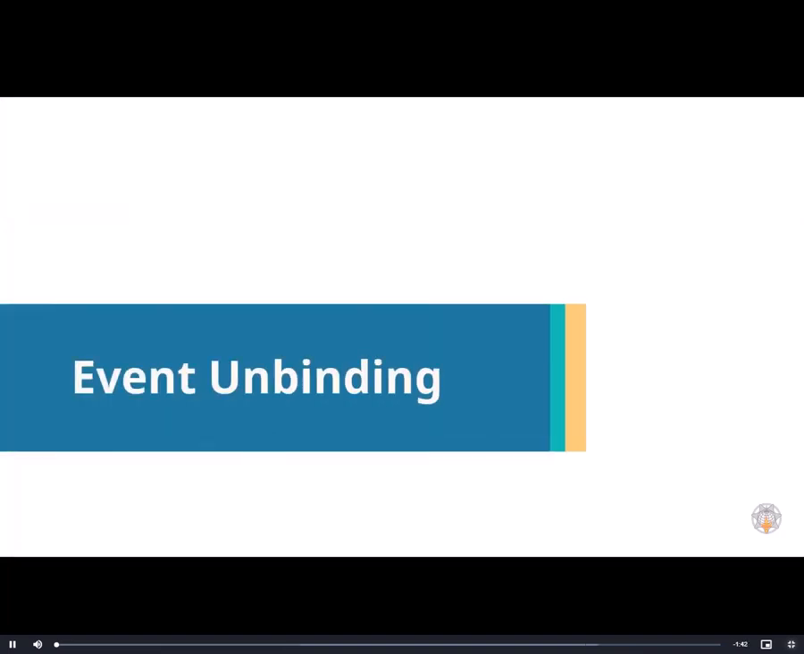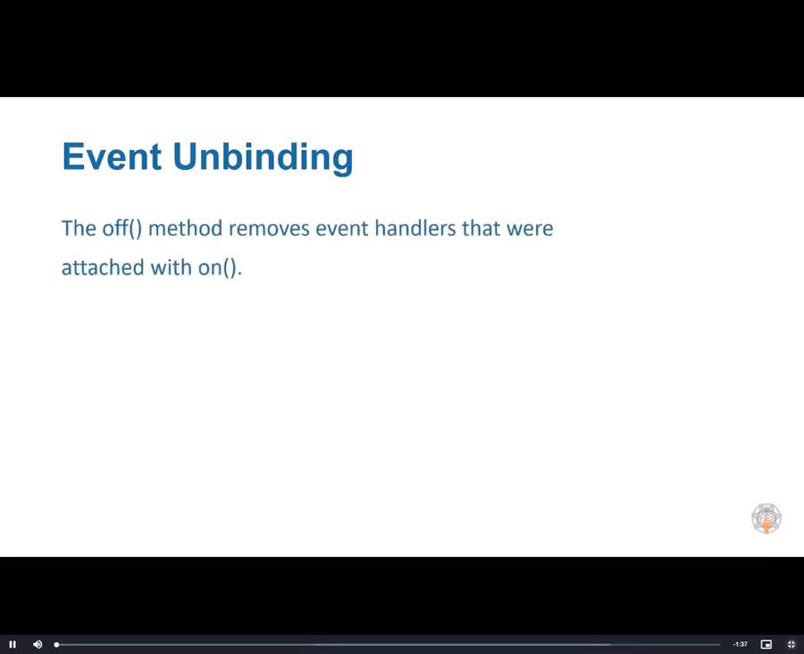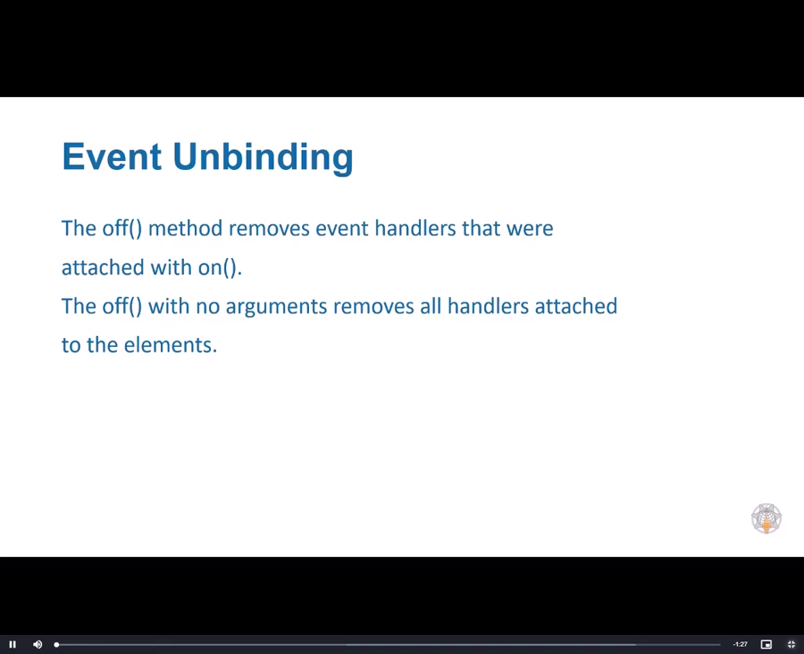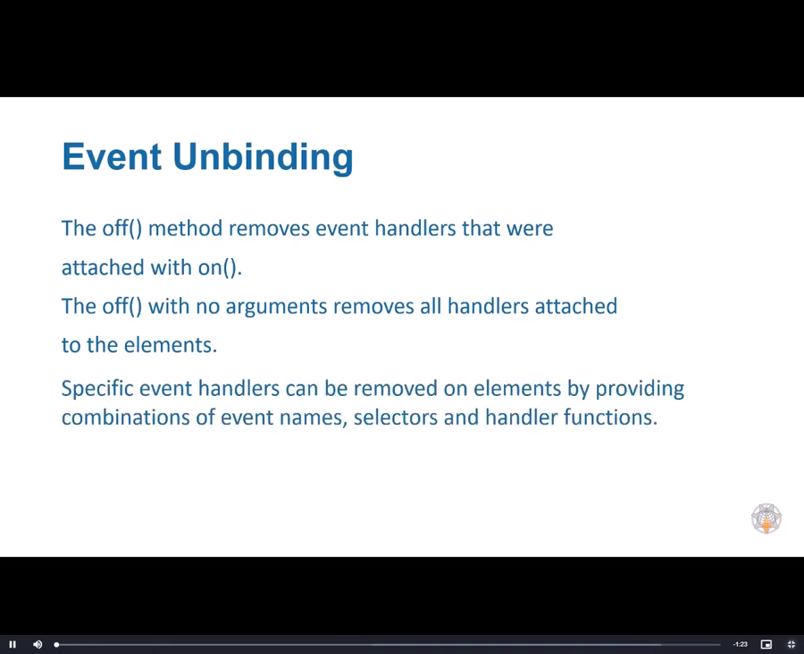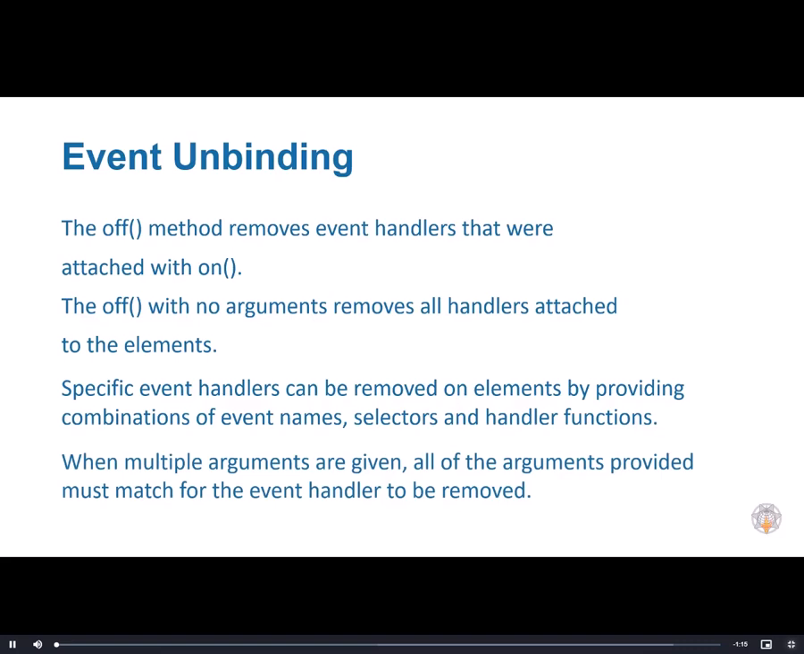Now let us talk about event unbinding. Just as the on method is used to bind event handlers, we have the off method used to remove the event handlers that are attached using the on. The off method with no arguments removes all the handlers attached to the elements. Specific handlers can be removed by providing the combination of event names, selector, and handler functions. When multiple arguments are given, all of the arguments provided must match for the event handler to be removed.